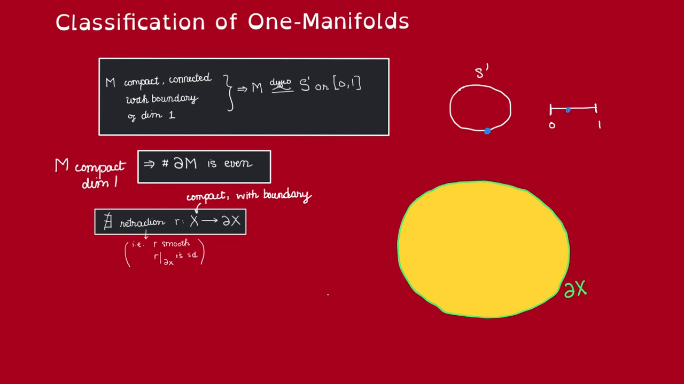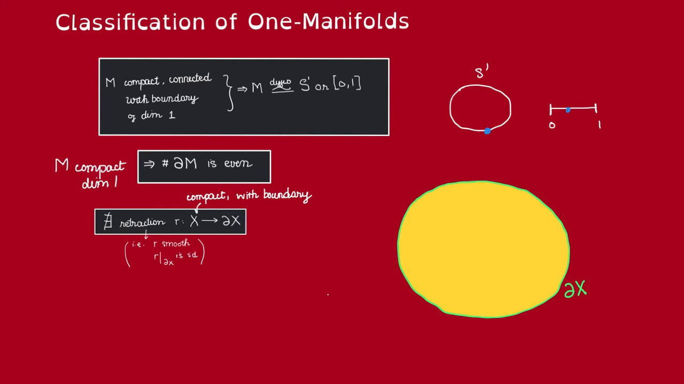Recall that a retraction here in this case is a smooth map from X to its boundary such that this map restricts to the identity on the boundary, i.e. every point on the boundary stays fixed under this map. Alright, so how would we prove this?